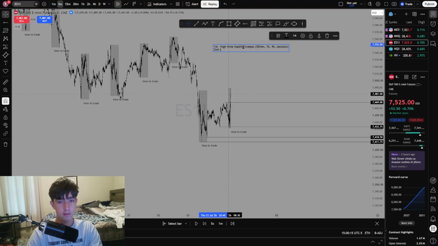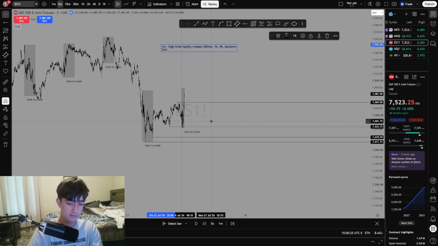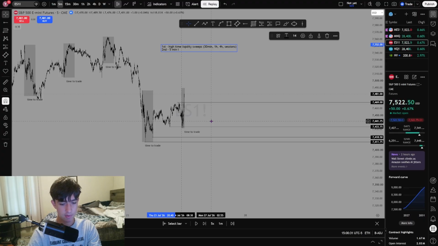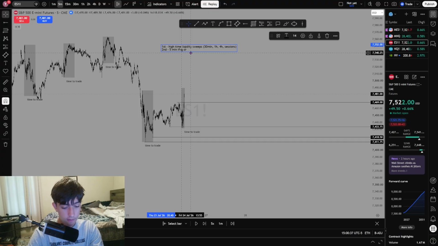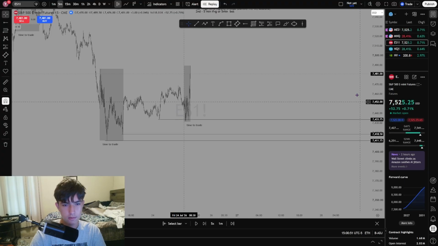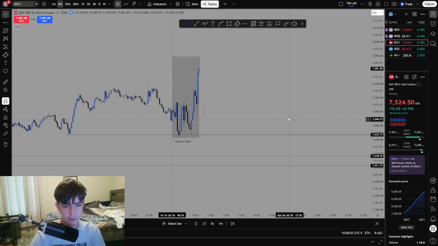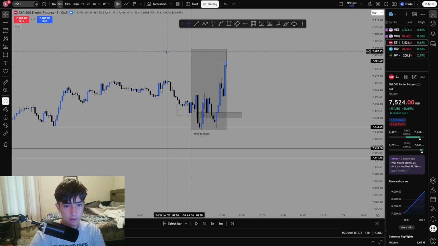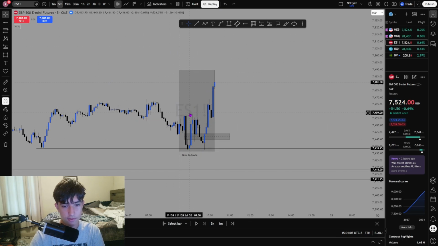So then we need to have a 5 minute inverse fair value gap, IFVG, or 5 minute break of structure. As we can see, it had this 5 minute inverse fair value gap right here. It perfectly inversed it, and it retraced back to it.